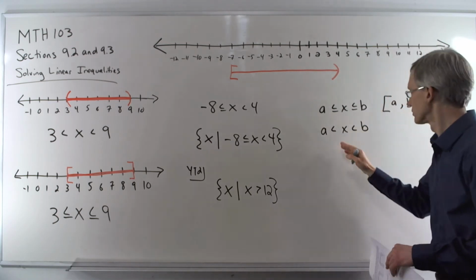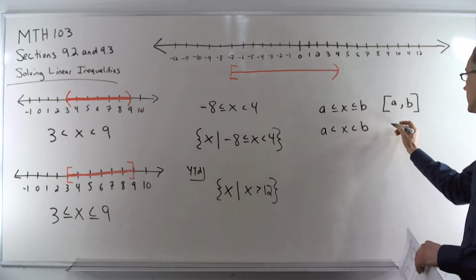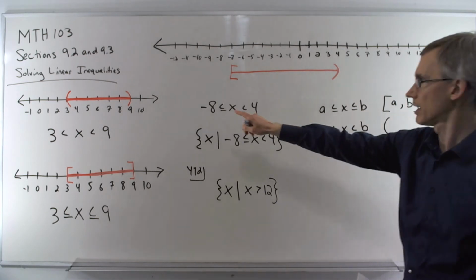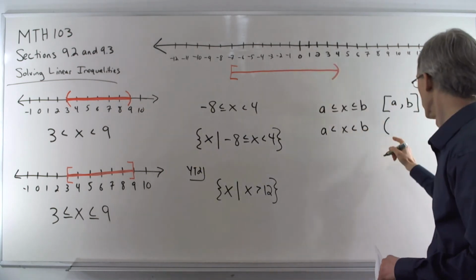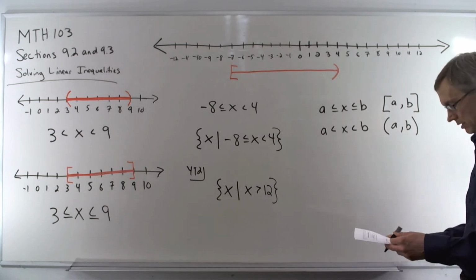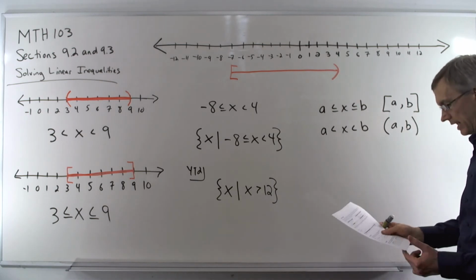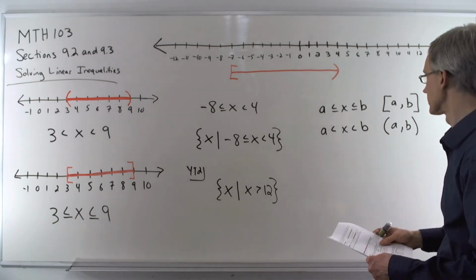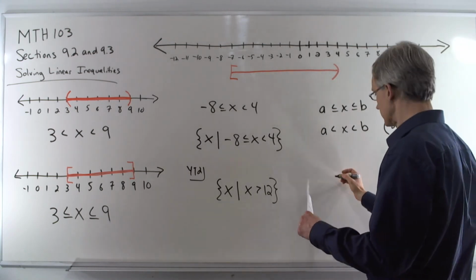And if we wanted to do strictly less than, then just like with this graph, we're going to use parentheses. So it'd be A comma B. And then on the right-hand side, you can see what it looks like with some real numbers in there. So let's do one with some real numbers.